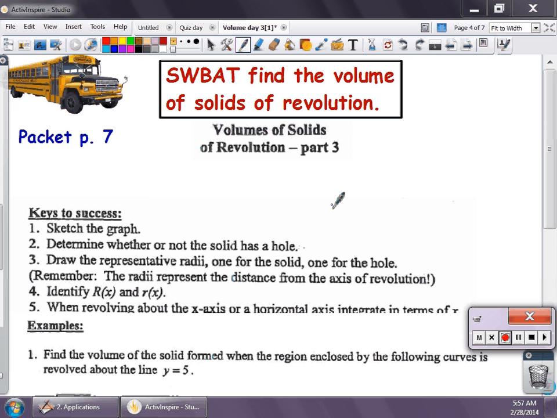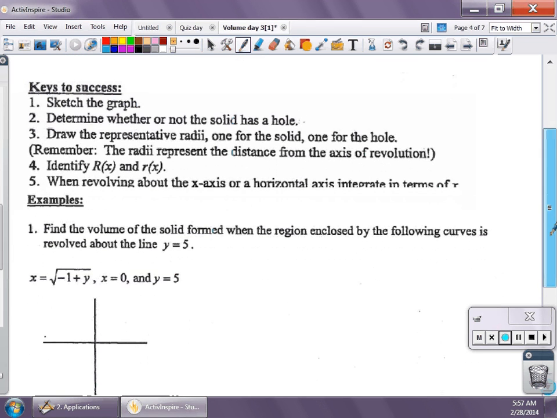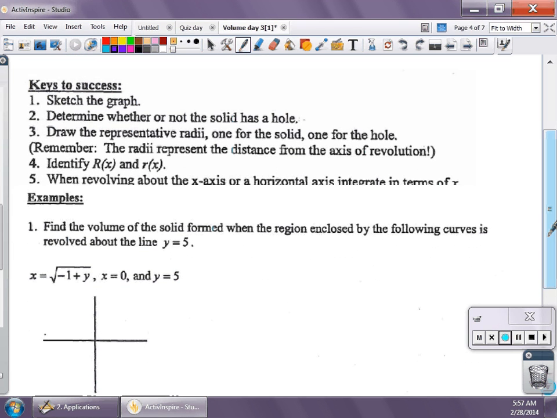In this video, we're going to take a look at how to find the volume of solids if we revolve the region around either a vertical or horizontal axis that is not the x-axis. This is on page 7 in your packet if you're in my class, and you can take notes there. Let's take a look first at the keys to success. These are also printed in your packet.